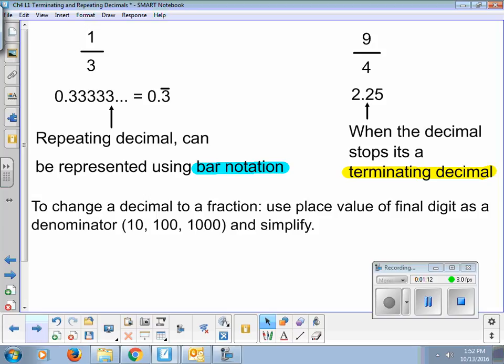For our vocabulary words, your first vocabulary word, you have repeating decimals can be represented using what? Bar notation. So that little bar, if we had 0.333333 and it keeps going on, it's a repeating decimal. Instead of writing out all those threes, it can be expressed using bar notation, which is that bar that we put above 3.